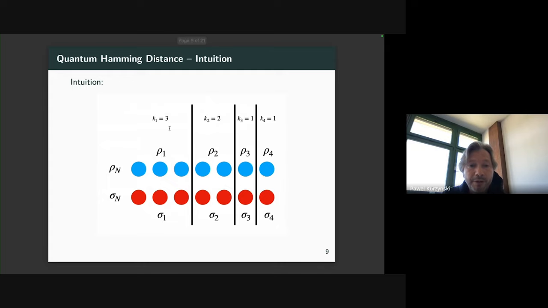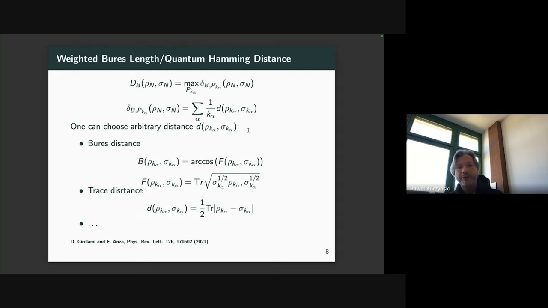So for example, the weight for this partition will be 1/3, here will be 1/2, and here the weight is 1. So actually this weight is introduced so that everything behaves nicely, but what is important, once you do it, this obeys all the properties of a metric, okay? And then basically you calculate the sum, given some partition, P, and you do it for all possible partitions and you choose the maximum. And this is basically this definition.